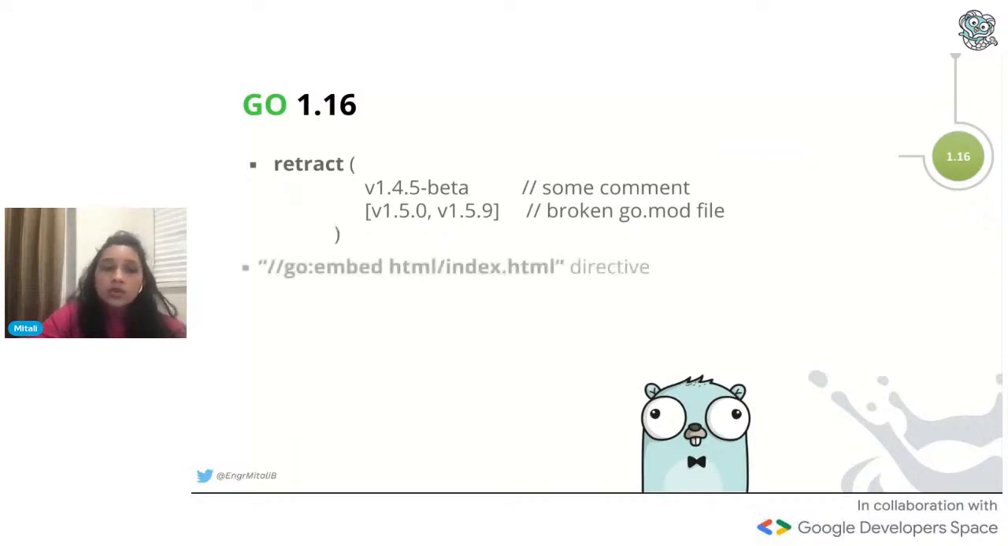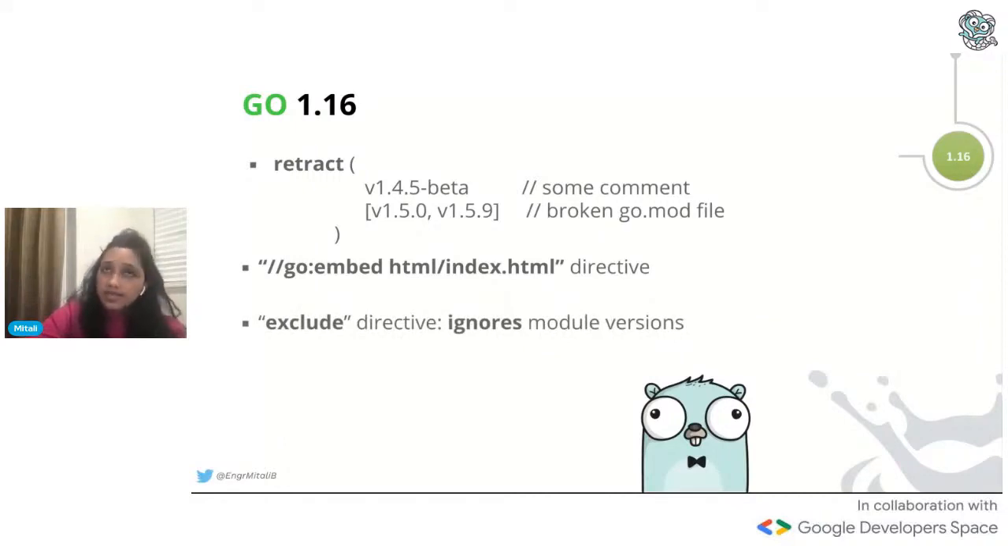Also, there is a new feature, go embed. Finally, in Go, we can embed static files, like our HTML files, using this go embed directive. And last but not the least is the exclude directive. The exclude directive was always there before, but whatever particular version we defined in our exclude directive, it used to get the next latest version for that, and that used to break the builds. But now from Go 1.16 forward, it will just ignore that particular version, and it will not use any other version in place of that.